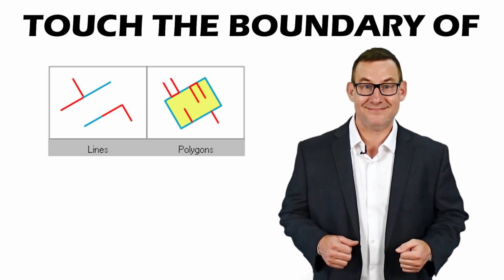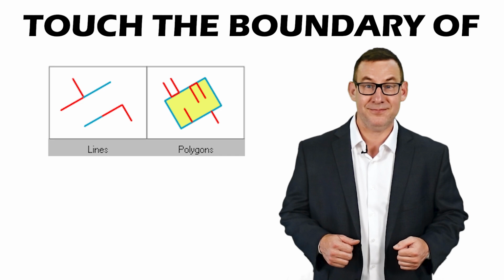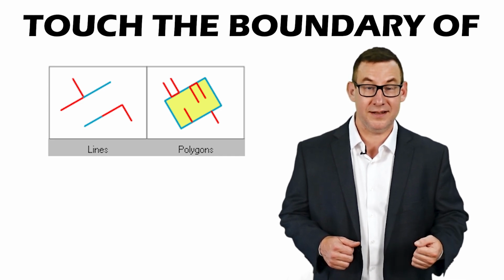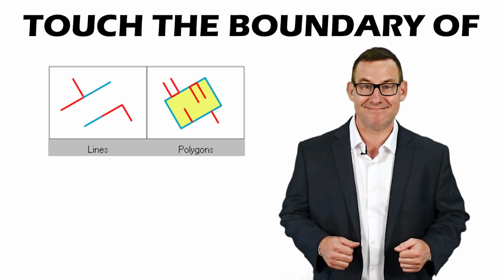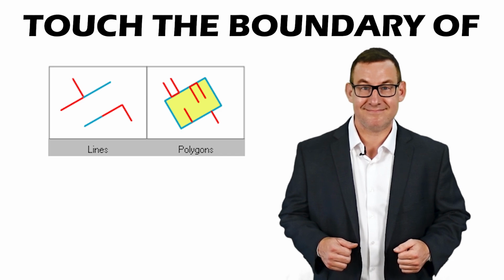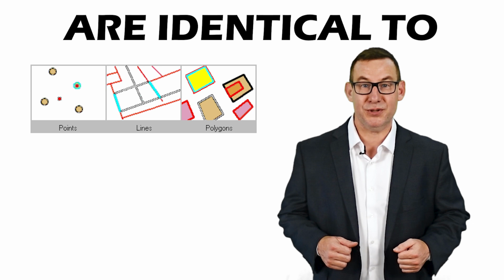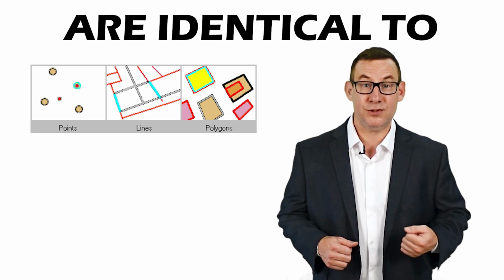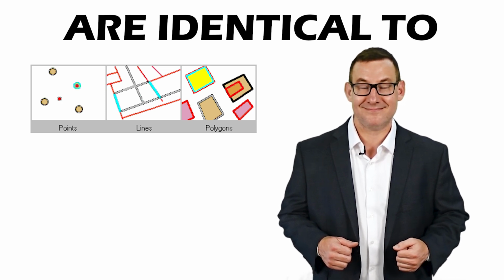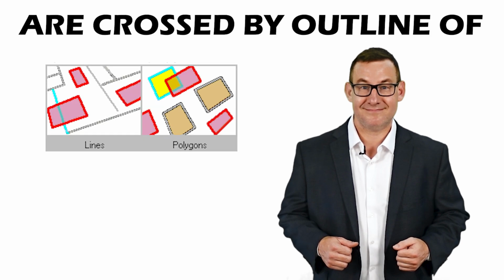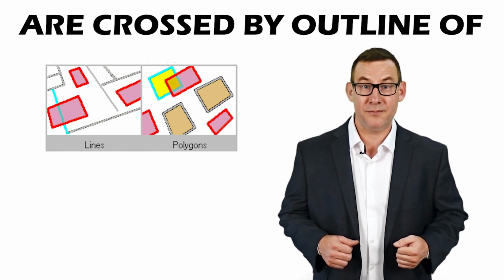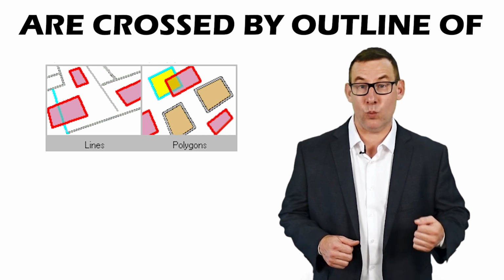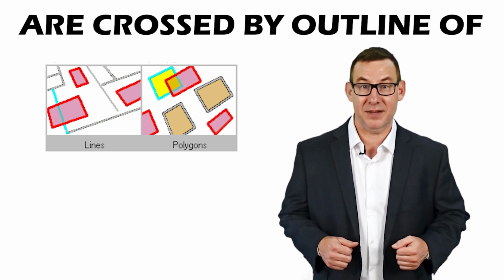Touch the boundary of. The touch the boundary of parameter is true if part of the boundaries of two features are coincident, but their interiors do not intersect. Are identical to. The are identical to parameter is true if the geometries of two features are equal. Are crossed by the outline of. The are crossed by the outline of parameter is true if two shapes have at least one vertex in common but do not share a line segment.